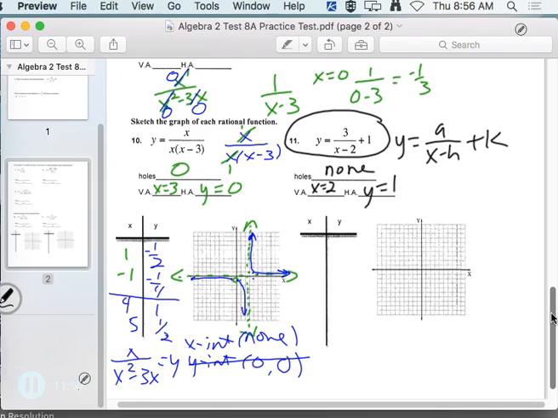So here's vertical, right here. Here's horizontal. This one, you don't need to do the whole degree thing. You don't have to look at the powers to see it. It's right there. That's what it is. So x equals 2. And y equals 1.